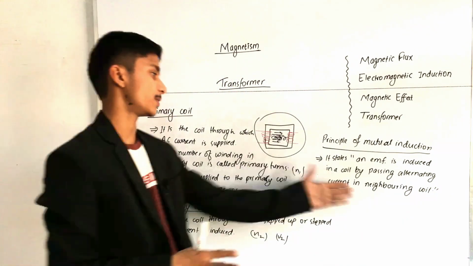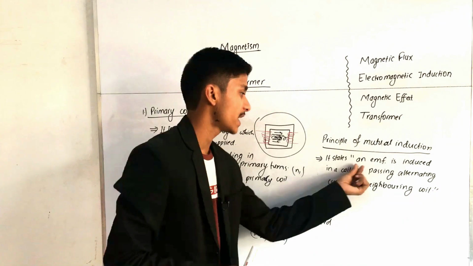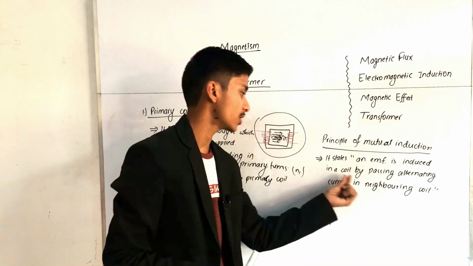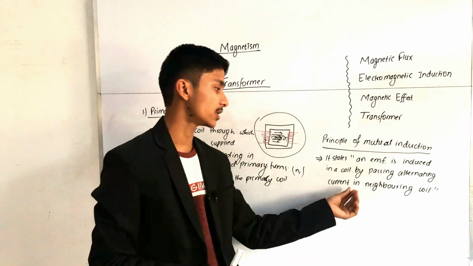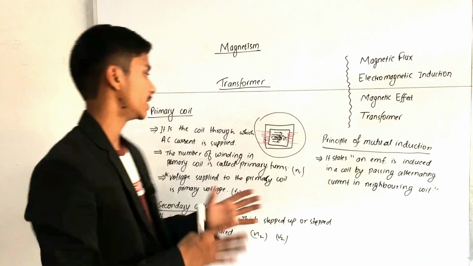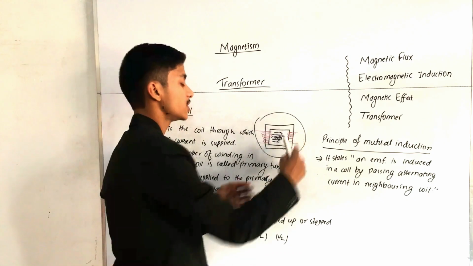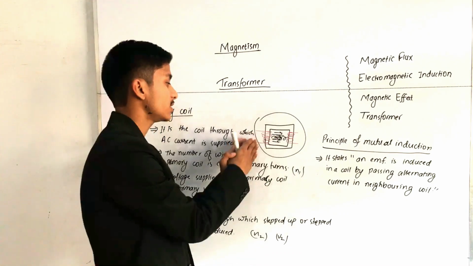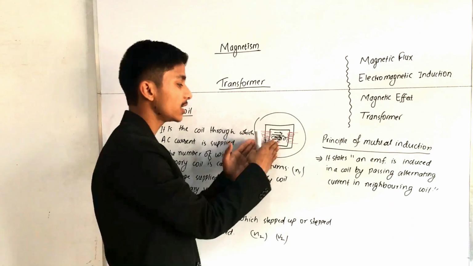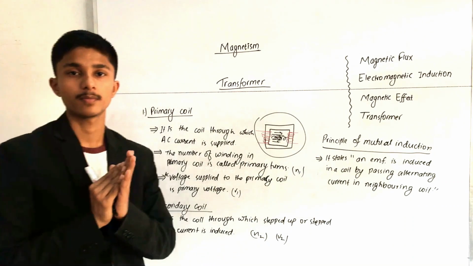Here this is the principle. This principle states an EMF is induced in a coil by passing alternating current in a neighboring coil. It means here EMF is induced in the secondary coil by passing alternating current in the primary coil.